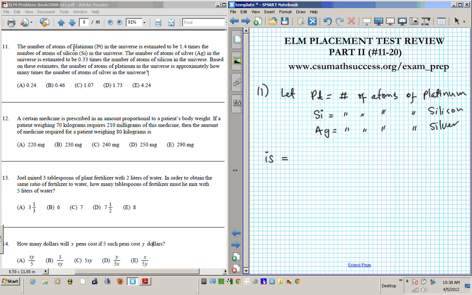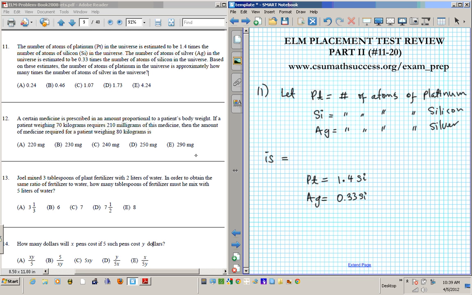So when you see the number of atoms of platinum is 1.4 times the number of atoms of silicon, we start with platinum: PT equals 1.4 times, which is basically 1.4 multiplied by silicon, 1.4 SI. So that's my first equation right there. Now how about the second equation? The number of atoms of silver is, so we write AG equals 0.33 times, which is basically multiplied by, the number of atoms of silicon, SI.